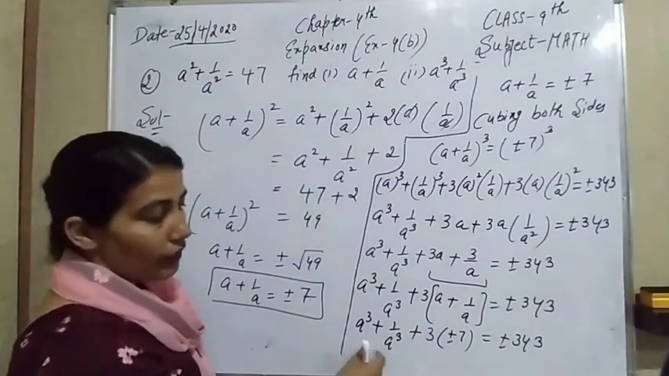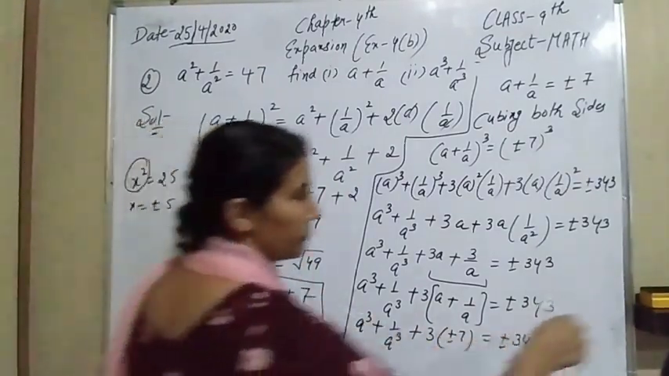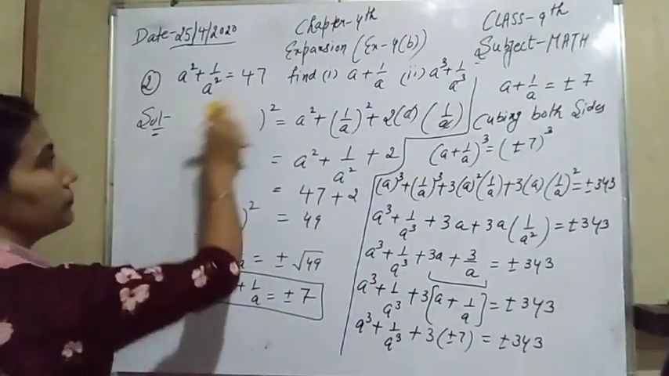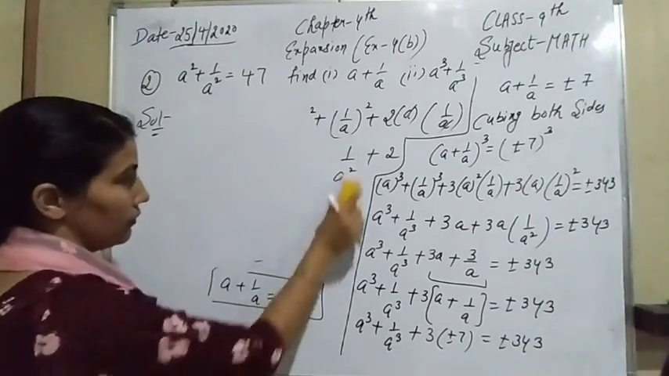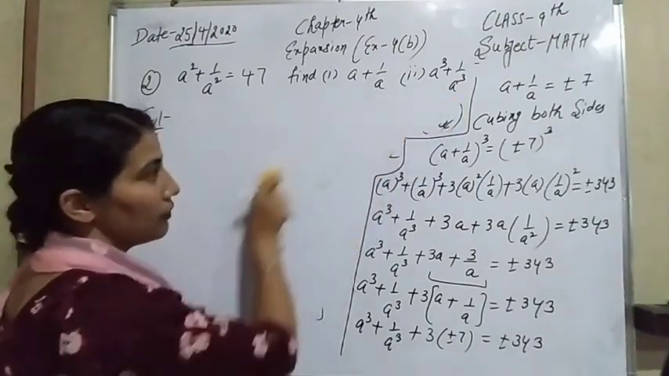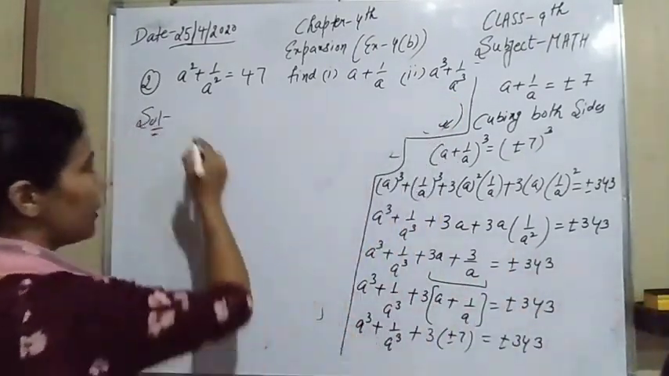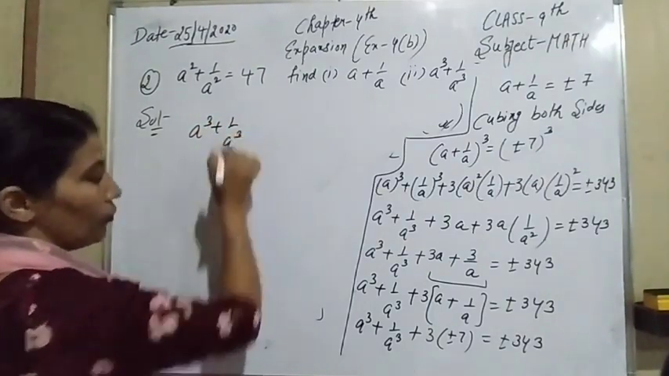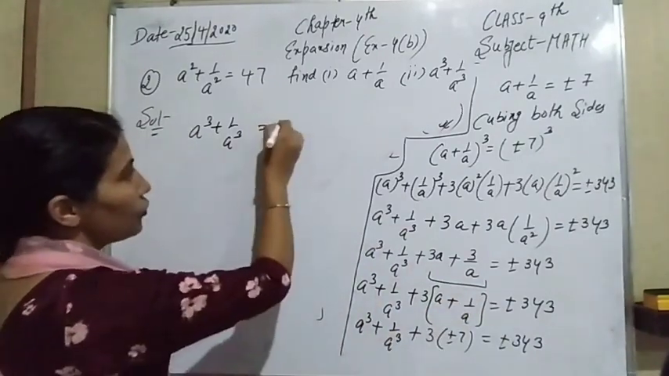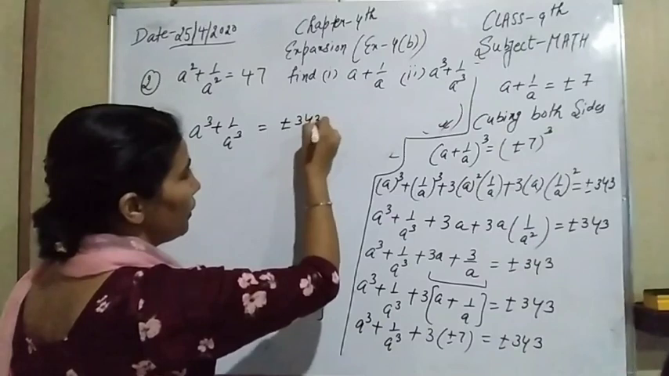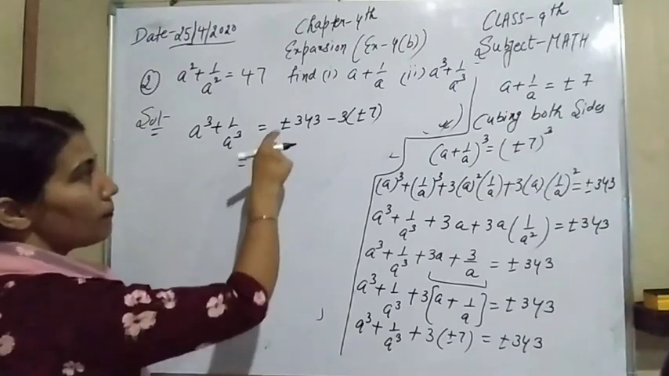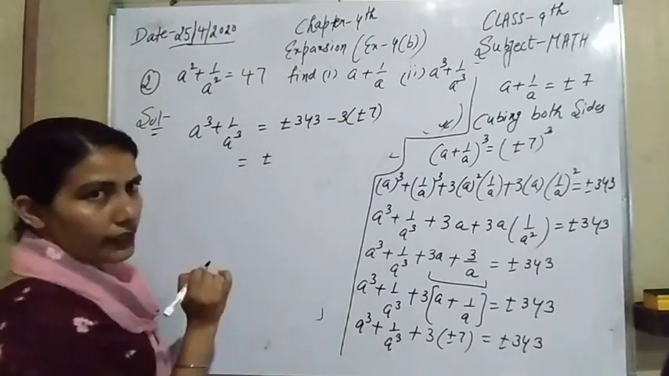We just have to find the value of a cube plus 1 over a cube. I'm going to rub all this. Okay, now we have a cube plus 1 over a cube plus 3 times (plus minus 7). This is positive, so I write the negative on the other side, equal to plus minus 343, and here negative 3 into plus minus 7. Okay, now plus minus 7 and the plus minus sign is common in both, so I take it out together.